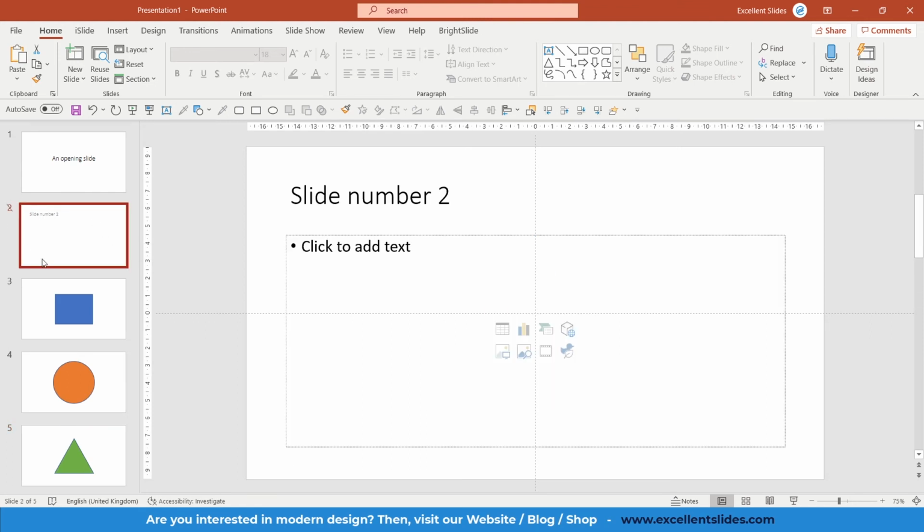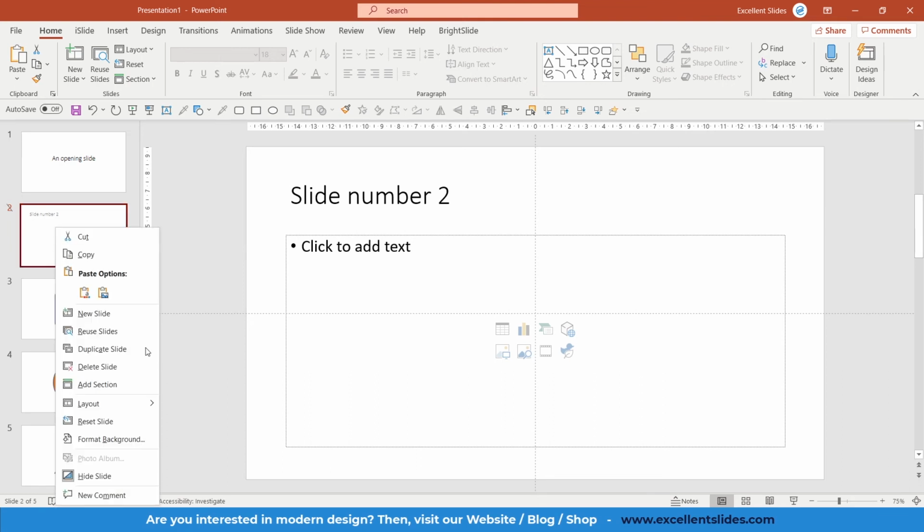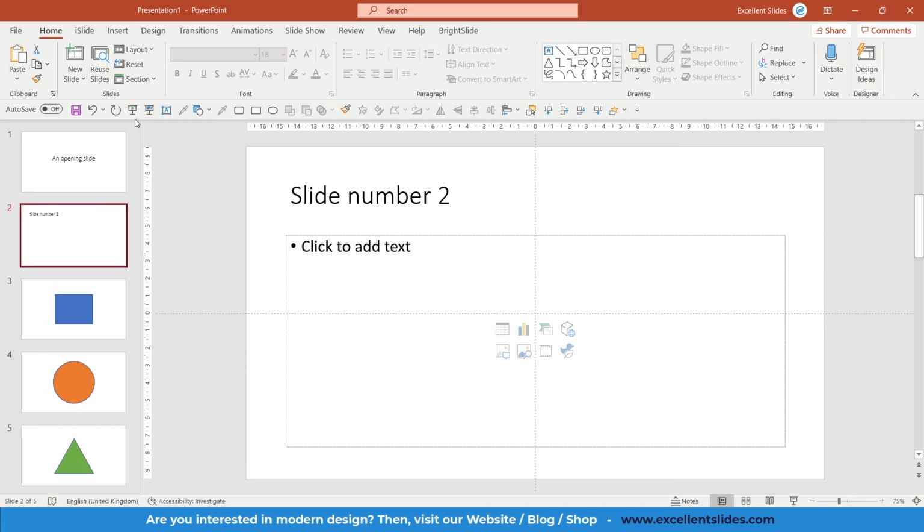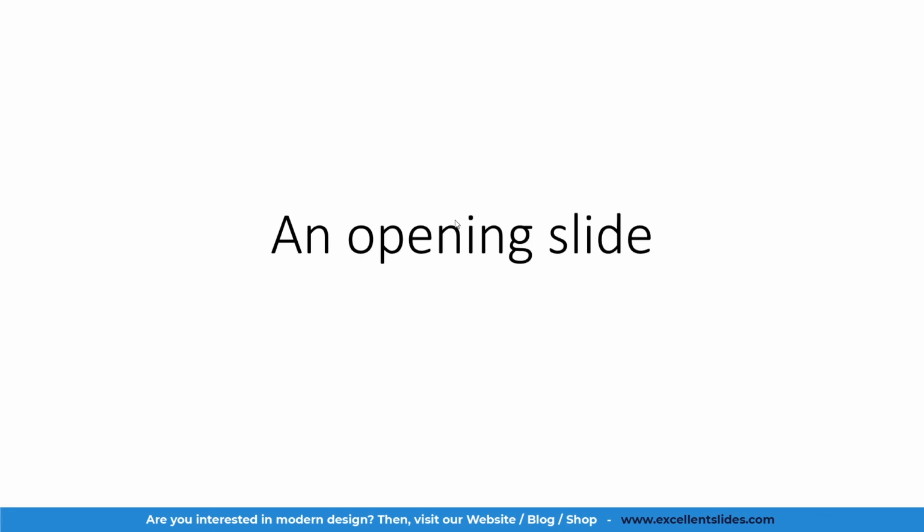Now, if you would like to unhide this slide, you just have to right click it and deselect hide slide. As you can see now, the first slide, the second, slide number 2.